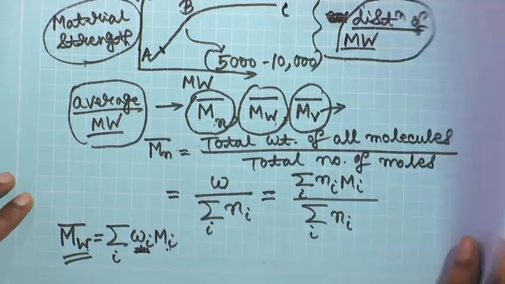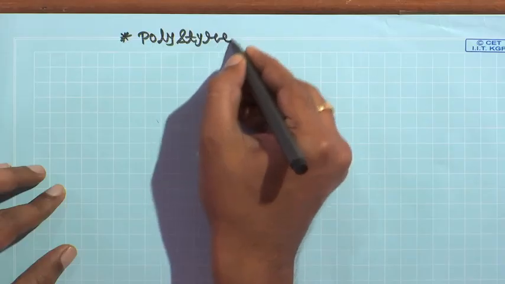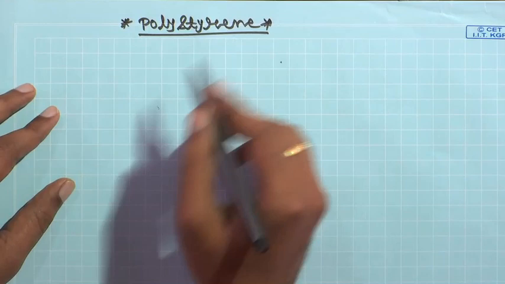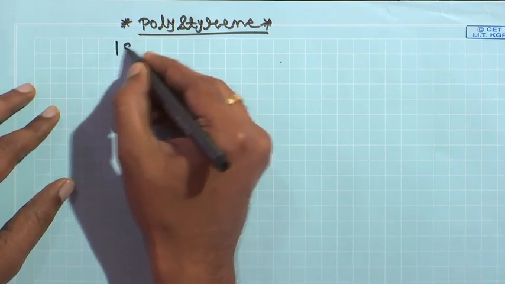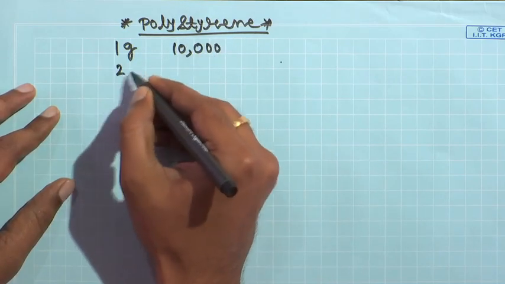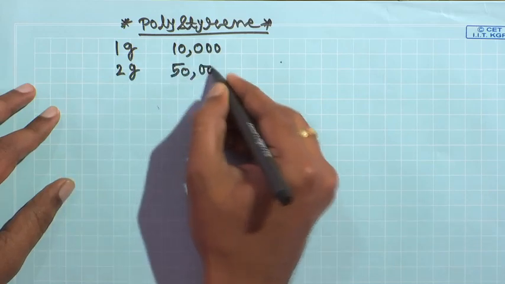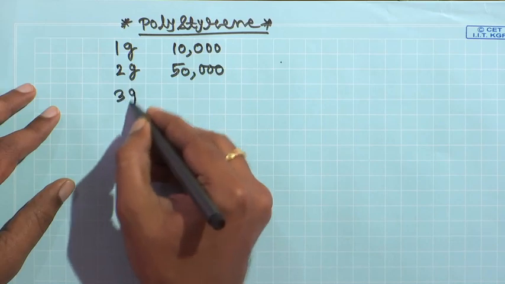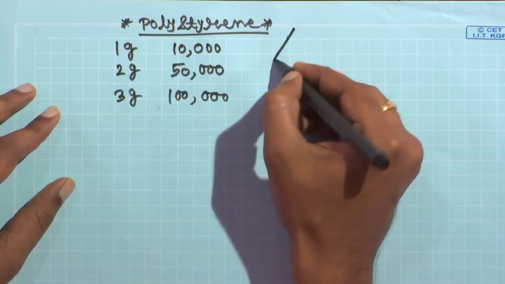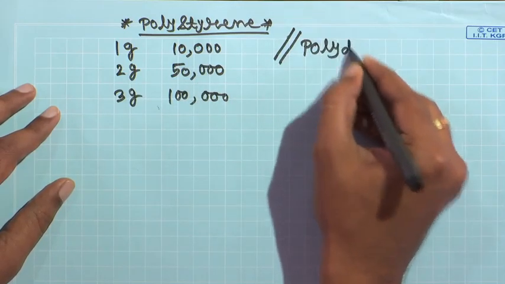Let me give you an example of this. I am just trying to work out a problem here. Suppose you have a polystyrene sample composed of 1 gram of polystyrene which has a molecular weight of 10,000, 2 grams of polystyrene which has a molecular weight of 50,000, and 3 grams of polystyrene which has a molecular weight of 100,000. Now, these are not exact molecular weights, of course. There is something called polydispersity.